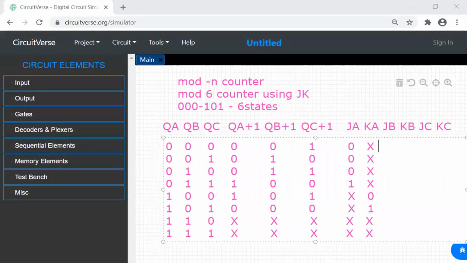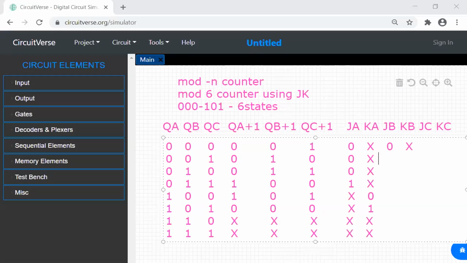Now I should write JB and KB. To write JB and KB, I should follow QB and QB plus 1. If I follow QB, what is the first value? It is 0. And what is QB plus 1? QB plus 1 is also 0. Since both are 0 and 0, JB, KB will be equal to 0 and X.